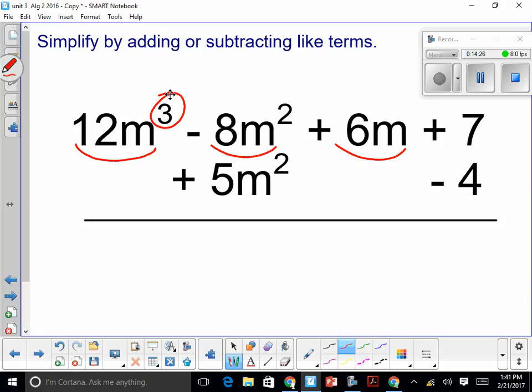This table here with the 12, what will we have below here? Or 13. So 12m cubed, or 12m to the 3rd power. That table, you guys have to put a negative 8 with a positive 5. What do you got?